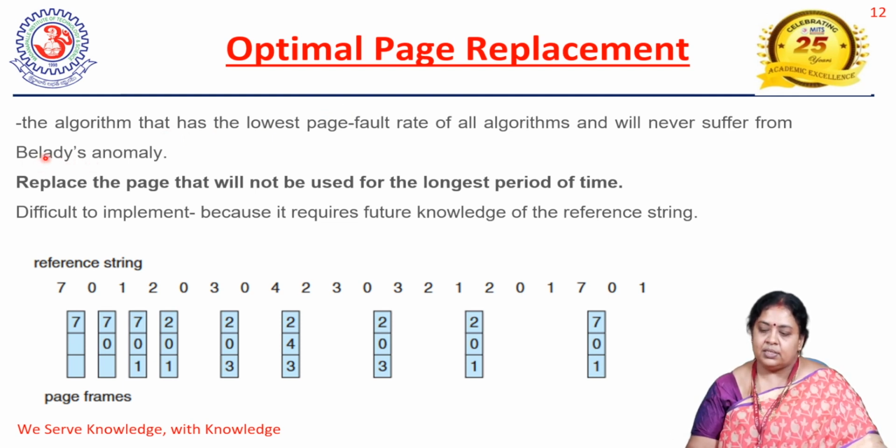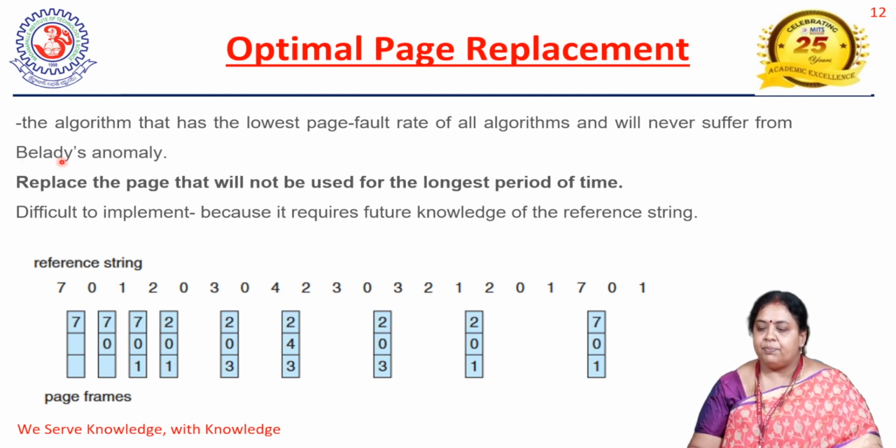Belady's anomaly we have already discussed. That means if we increase the number of frames, the page fault rate should decrease. But sometimes it increases, and that we call Belady's anomaly. This algorithm won't suffer from Belady's anomaly.